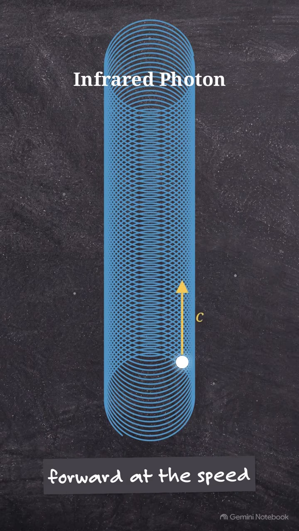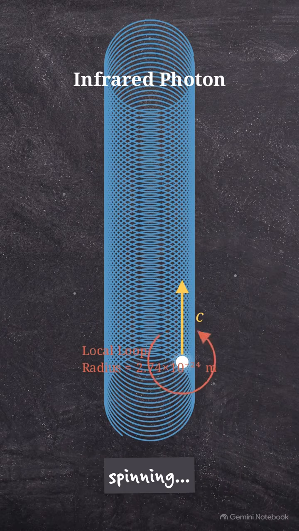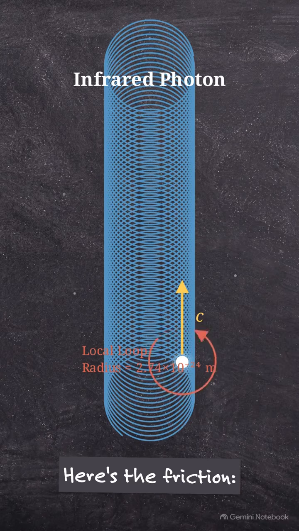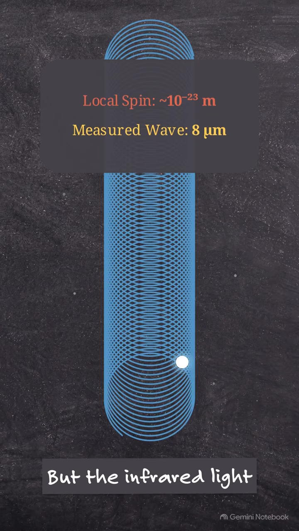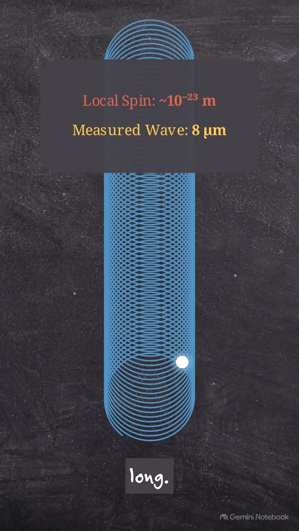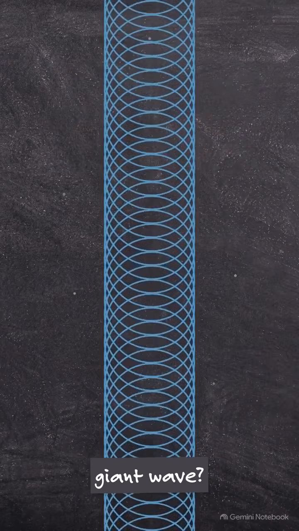First, it shoots straight forward at the speed of light, c. But simultaneously, the particle is spinning, tracing a microscopic local loop as it rotates. Here's the friction. That spin wavelength is incredibly tiny, but the infrared light waves we actually measure are huge, 8 micrometers long. How does a tiny spin create a giant wave?